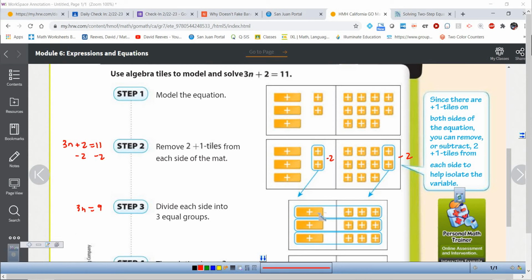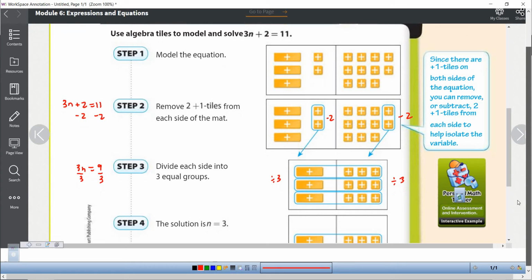And then what did they do? They divided it into 3 groups. They divided each side by 3. And when we're done, the answer that we get is n is equal to 3.